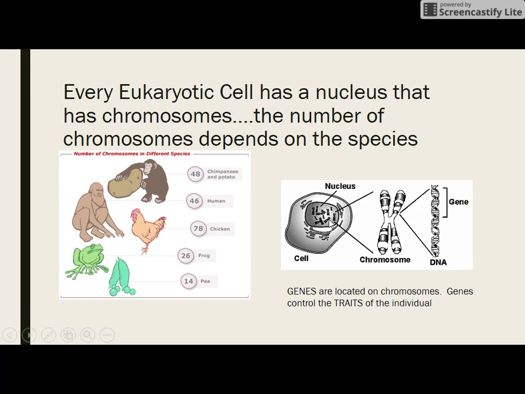Inside of the nucleus, you're going to find the chromosomes. And this is a sister chromatid, so you're going to basically see a replicated chromosome here. And specifically, the regions of those chromosomes contain genes. And genes are the factors that control traits of all individuals. They contain the instructions. And we're going to learn in Unit 5 that they contain the instructions to make the proteins.